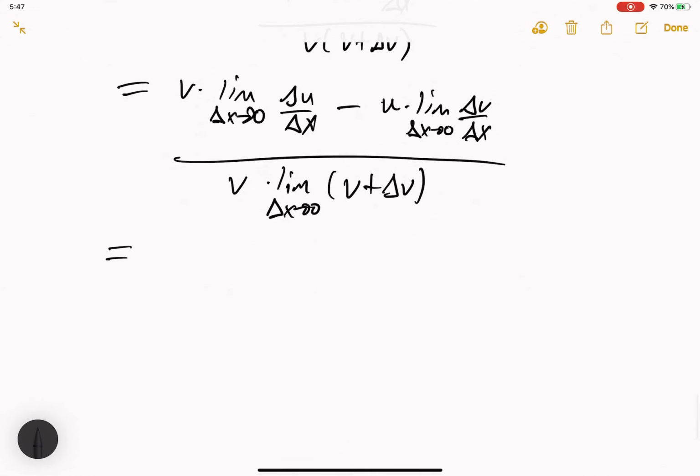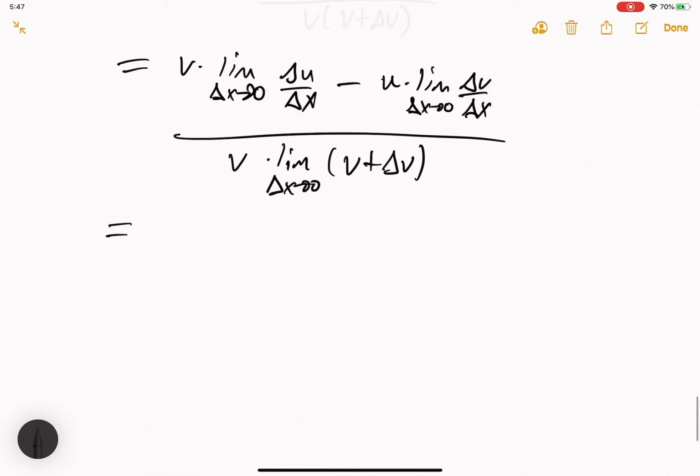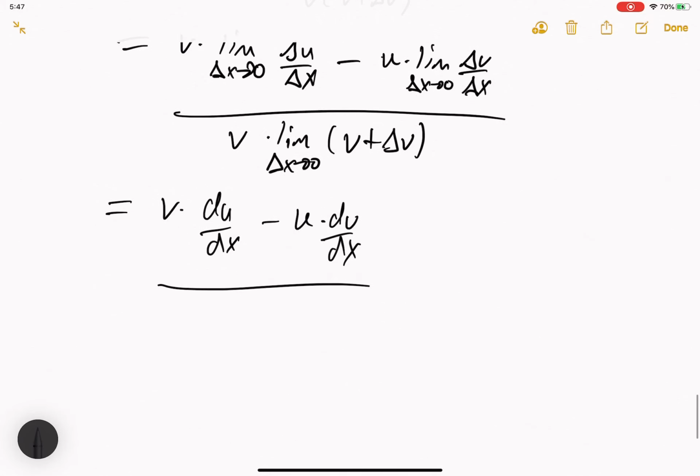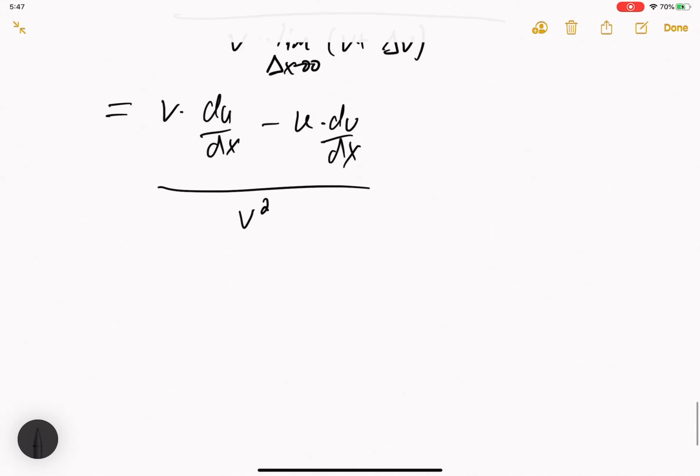And then if you remember what this was before, that's just going to be du/dx. So this will be v times du/dx minus u times dv/dx, all over... And remember last time, whenever we had just delta v or delta u in the last case, that went to 0. So if we add that delta v to v, then it just goes to v plus 0, so it's just v. So it'll just be v squared on the bottom.